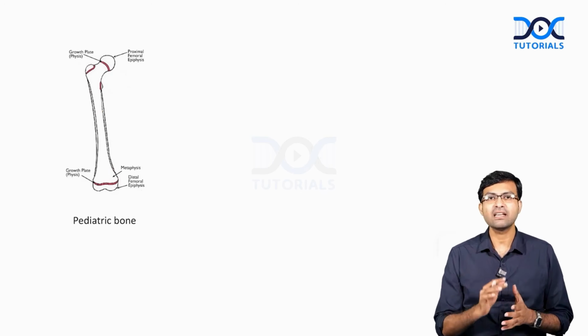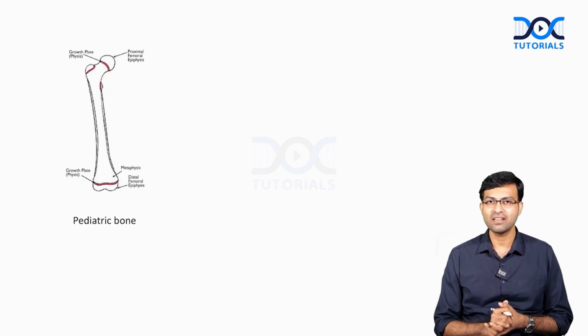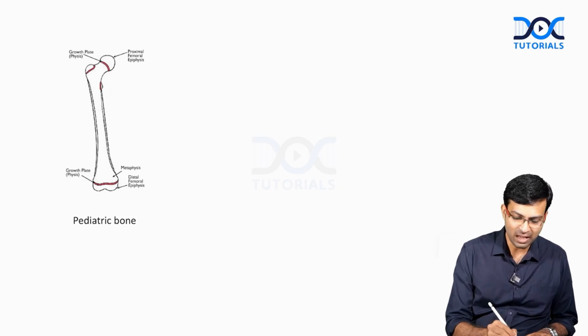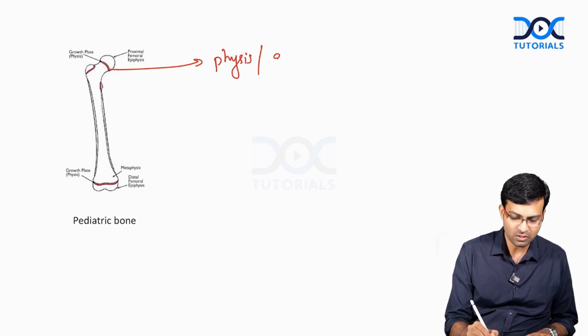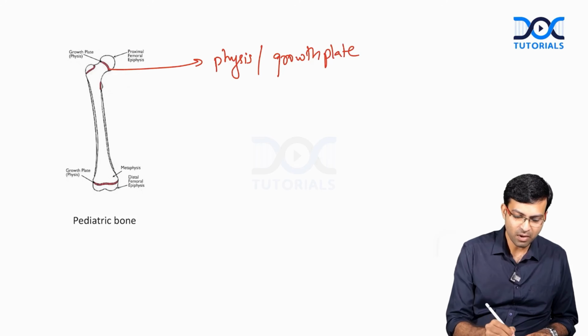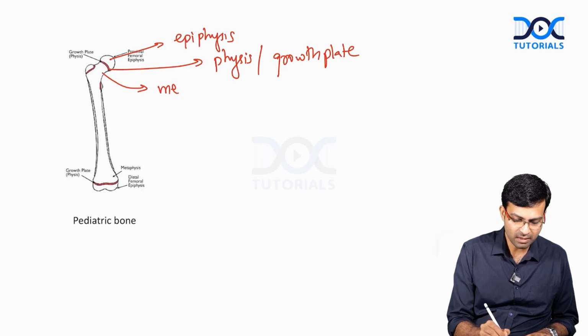Now the same construct is there in pediatric bones as well. There is a very slight modification here. What is that? We all know what it is, isn't it? You have the physis or the growth plate there. Physis or the growth plate. The part above the physis is your epiphysis. Part below it is your metaphysis. And the central part again is your diaphysis.